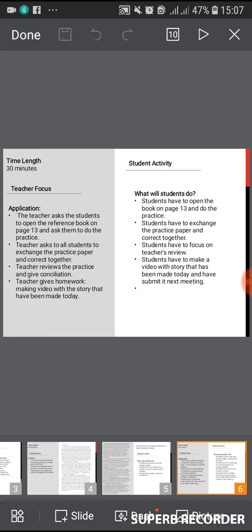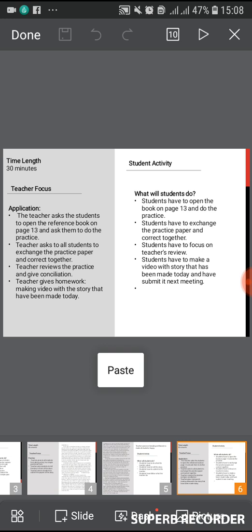And for the next slide, application. The timeline is 30 minutes. The teacher asks the students to open the reference book on page 13 and do the practice. All right. And what will students do? Students have to open the book to page 13 and do the practice. Of course, the teacher has to do it, because we can measure the students' understanding, and we can give the reference, and the students will understand where the references are.